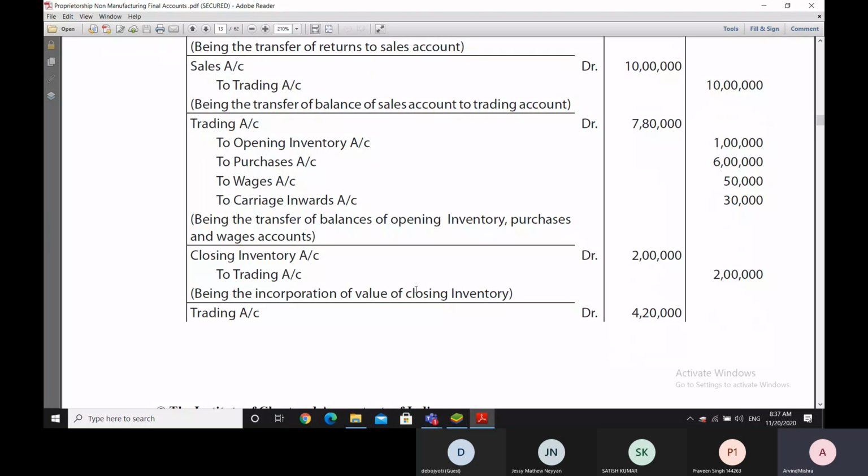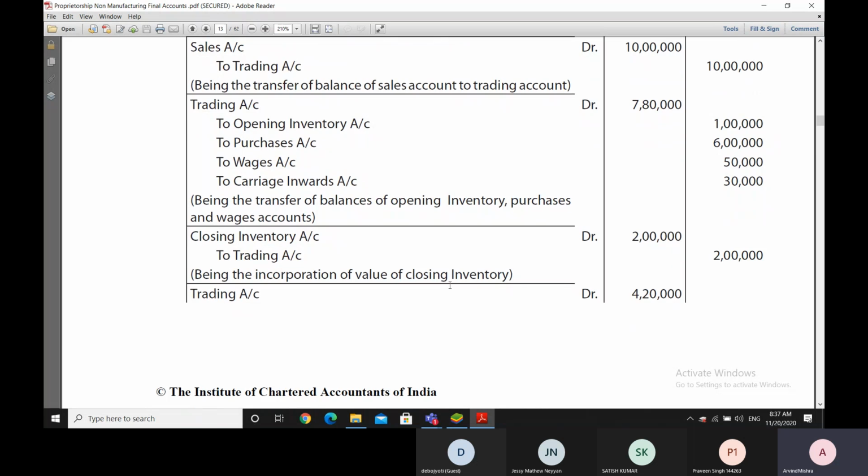And next we transfer the closing inventory also to the trading account by debiting the closing inventory account and crediting the trading account, because this closing inventory will move to the credit side of the trading account.